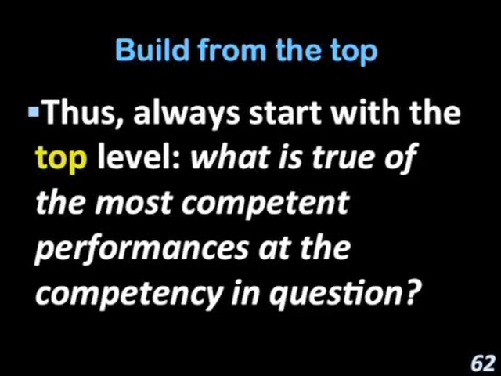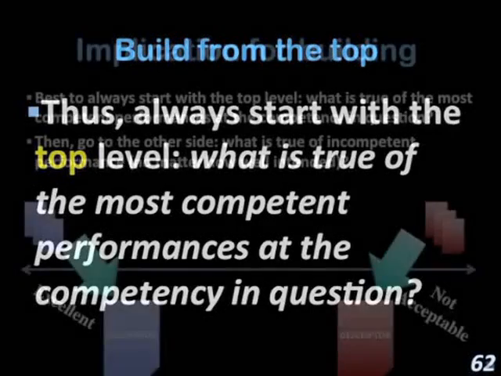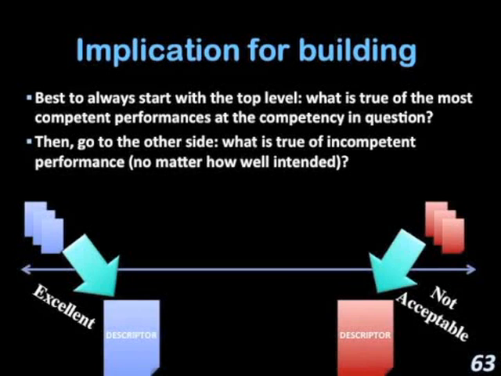So we always start at the top, and we start with the most competent performances at the competency that we have interest in. We build out the top level, and we build out the bottom level. In this case, the bottom level means not competent. You could call it the cut score. We need to be really clear on what excellence is, and we need to be clear on what barely not competent is, so that we can justify our later judgments in the assessment.